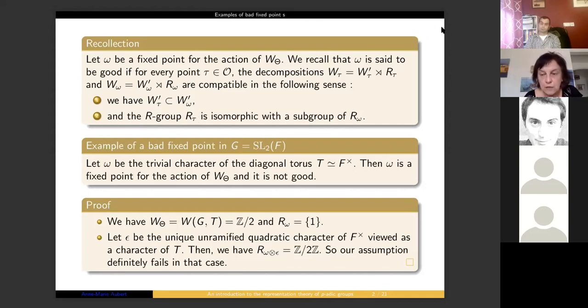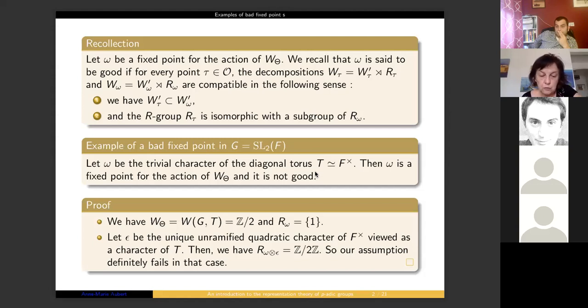It's very easy to find a bad fixed point, actually. They occur in particular in the case of principal series. So we will take omega a trivial character. We just give it in the case of SL2(F). You can make a similar example for, for example, a symplectic group. We take the trivial character of a diagonal torus T of SL2, which is isomorphic to F cross. Then this point is a fixed point. This is clear because it's the trivial character, so it's fixed by everything. But it is not good.